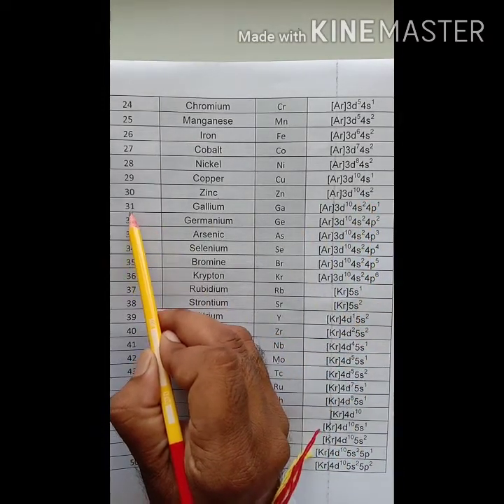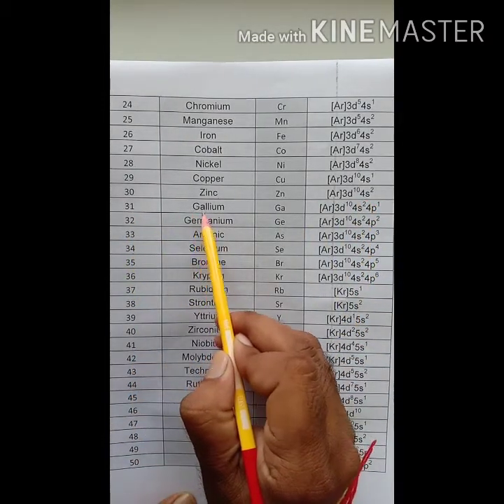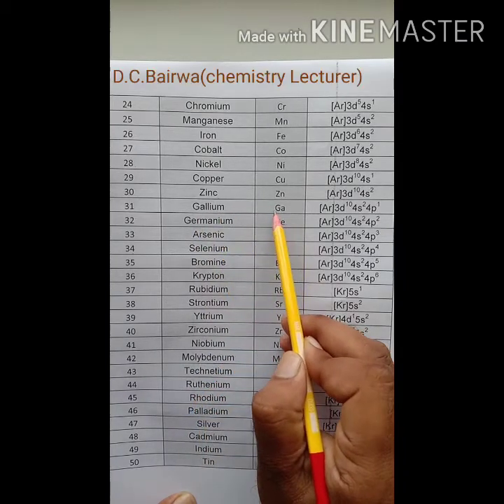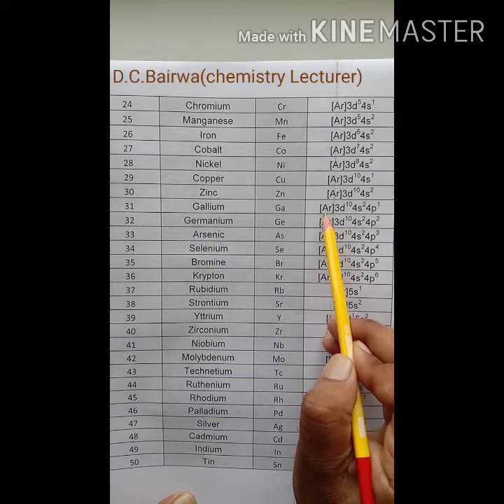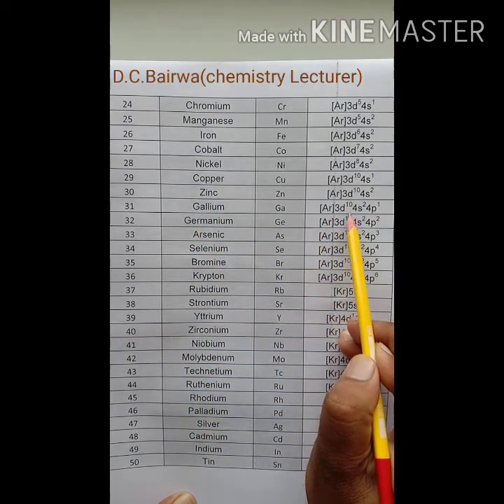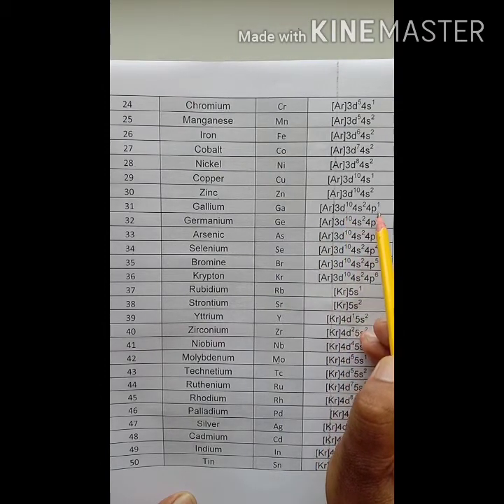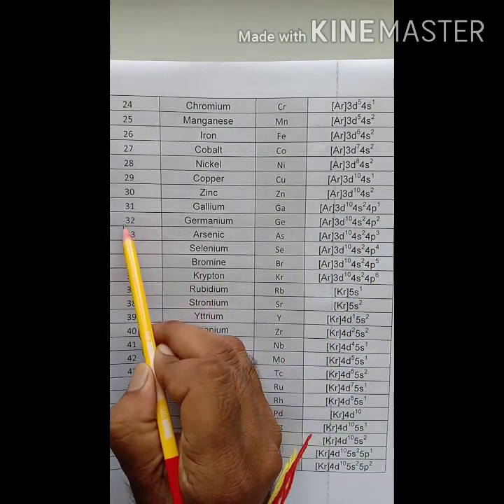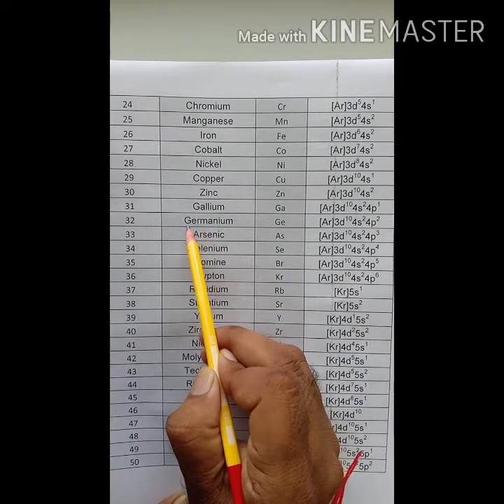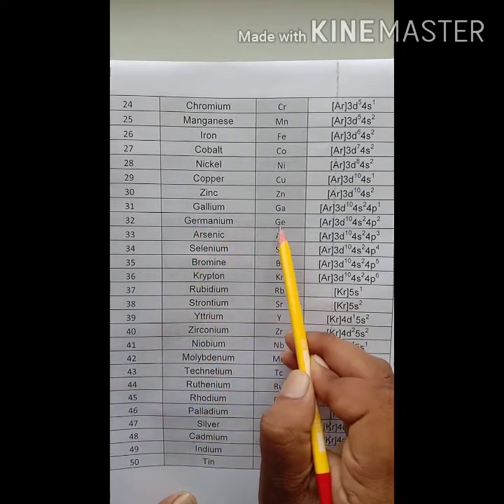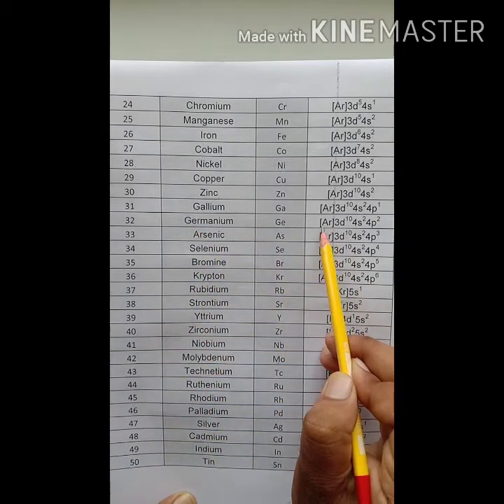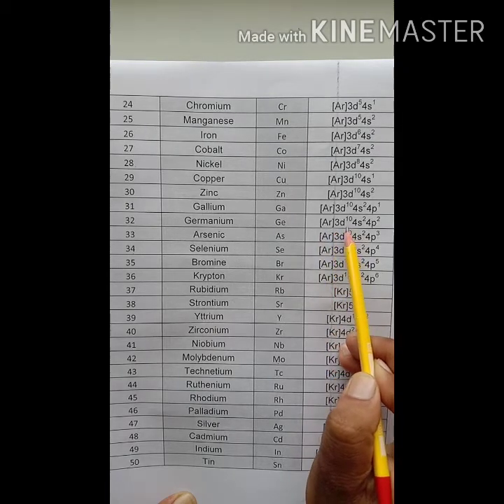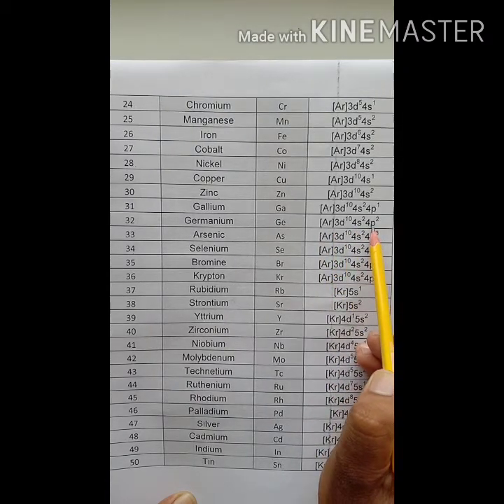The next atomic number is 31. Name of the element is gallium. Symbol is Ga. Electronic configuration is [Ar] 3d10 4s2 4p1. Next atomic number is 32. Name of the element is germanium. Symbol is Ge. Electronic configuration is [Ar] 3d10 4s2 4p2.